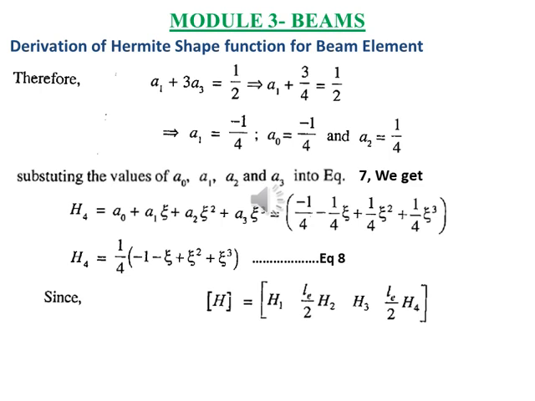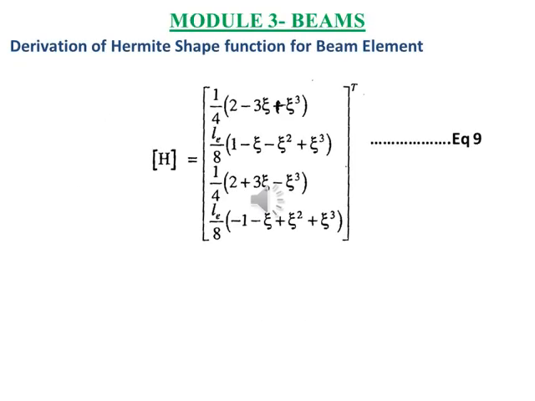Now the Hermite shape function is nothing but h is equal to h1 v1 plus h2 theta 1 plus h3 v2 plus h4 theta 2, with h2 and h4 multiplied by le by 2. Now the terms for h1, h2, h3 and h4 we have calculated, and we have written them down as equations in the previous slides. So now we are combining them to write the Hermite shape function.